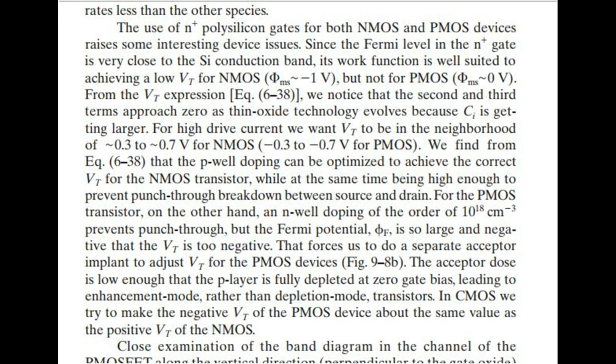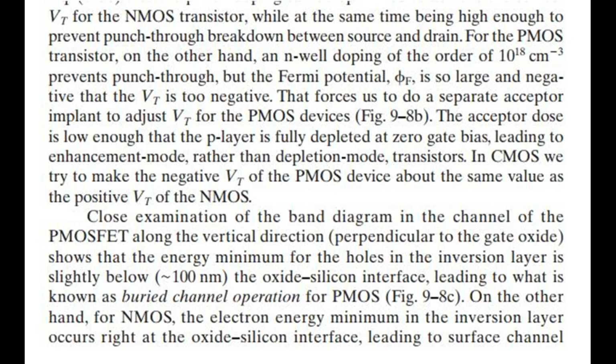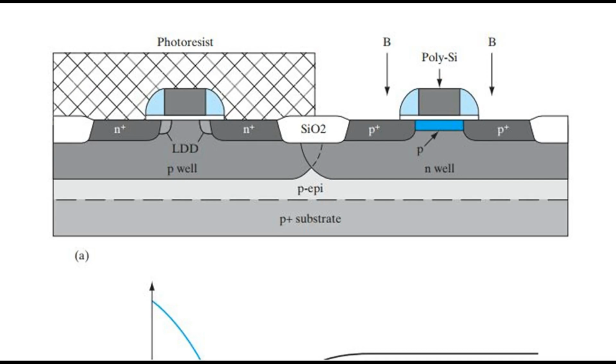Close examination of the band diagram in the channel of the PMOS FET along the vertical direction, perpendicular to the gate oxide, shows that the energy minimum for the holes in the inversion layer is slightly below, about 100 nanometers from, the oxide-silicon interface, leading to what is known as buried channel operation for PMOS, Fig 9.8c. On the other hand, for NMOS, the electron energy minimum in the inversion layer occurs right at the oxide-silicon interface, leading to surface channel operation.